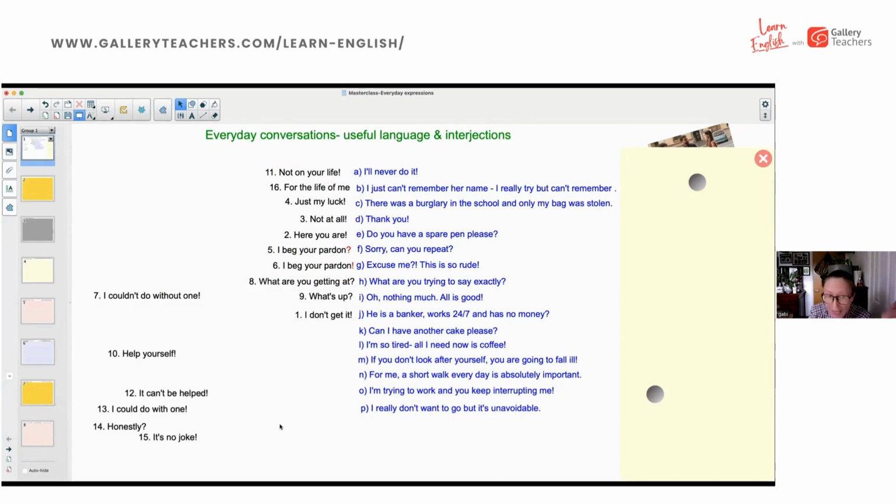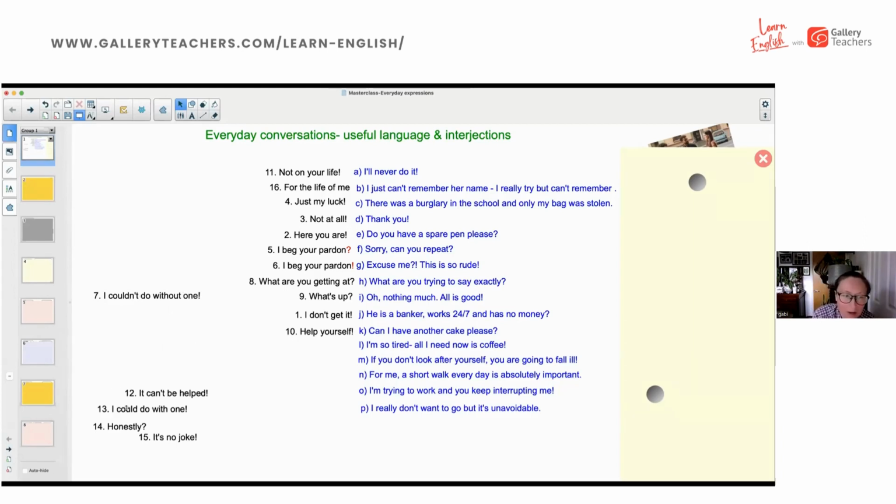Can I have another cake, please? Help yourself. That's it. Next one. I'm so tired. All I need now is a cup of coffee. What do we say in a situation like that? So I meet with my friends maybe, and this is what I want to say. I just want to say I'm so tired. All I need is coffee.